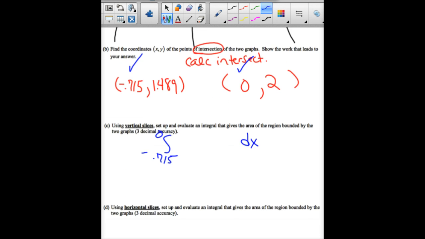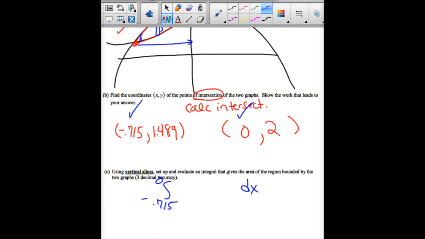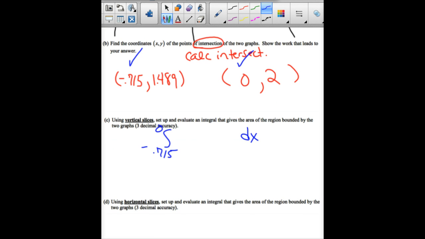So my top function was the parabola. What was that? 2 minus x squared. So let's go enter that. 2 minus x squared minus the bottom function, watch your signs, e to the x plus 1, everything dx. X limits, dx, integrand, off to the calculator, and I want an answer because we are going to compare it to coloring the other way.